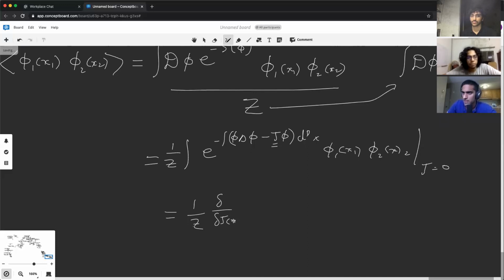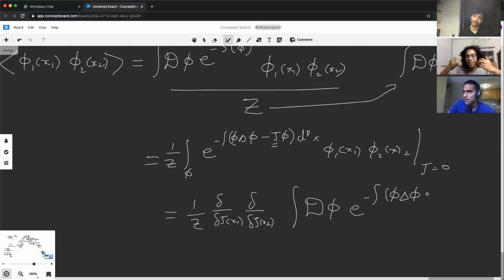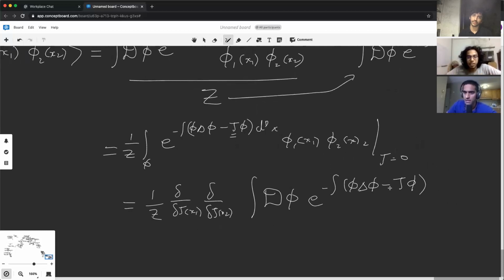J at x2. Oh, I forgot the measure here. So I'll write it like this, but what this notation means is that I have a functional measure. So basically you're taking the flow out of the integral. You're not talking about the flow anymore. You mean going from the source to the sink? That's what you mean by flow? I think that's what. Yeah.